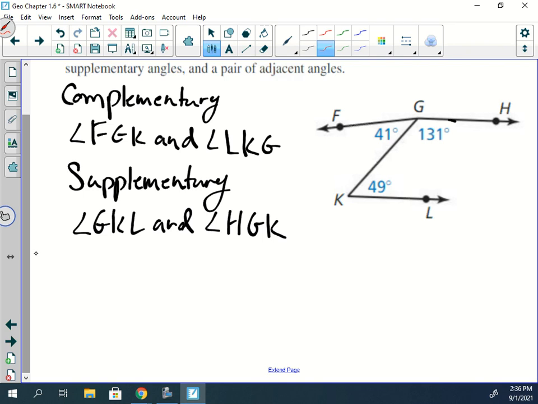Now the last one is adjacent. So we want two adjacent angles. What describes adjacent angles? They have a common vertex and common side. So what would be a common vertex where we have more than one angle? G. And our common side would be GK, this here.